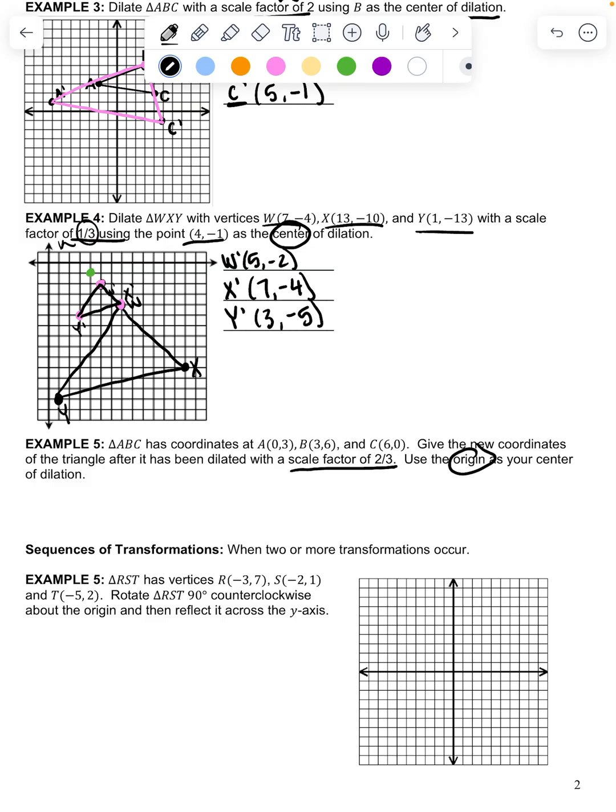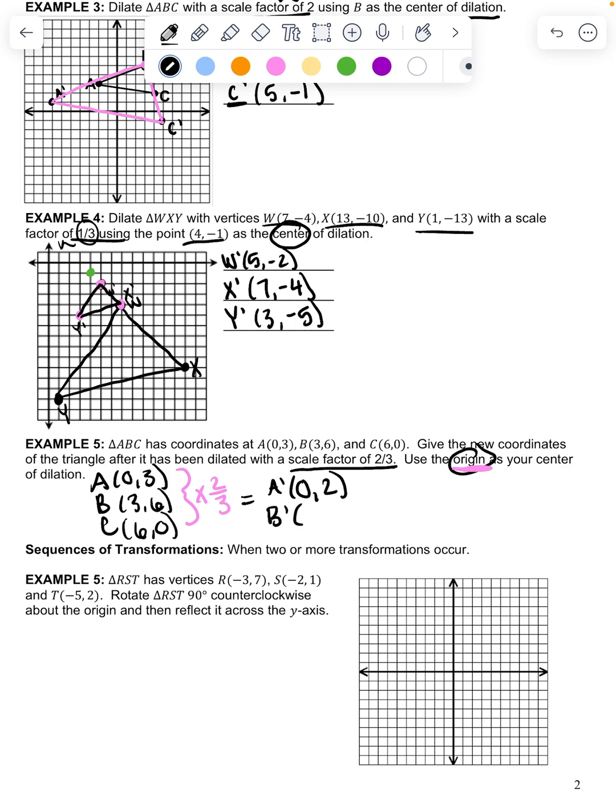Okay, so what I'm going to do is take my original points, A, B, and C, and all I'm going to do, since we're using the origin as our center, remember we can multiply the x and the y values by 2/3, which is our scale factor, right? So if we multiply everything by 2/3, that means that A prime is going to be at 0, 2.